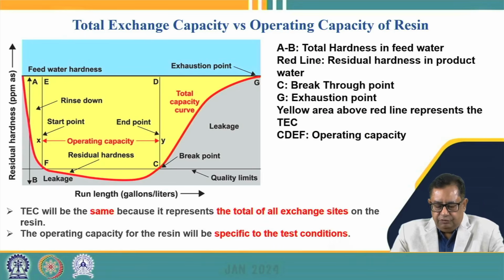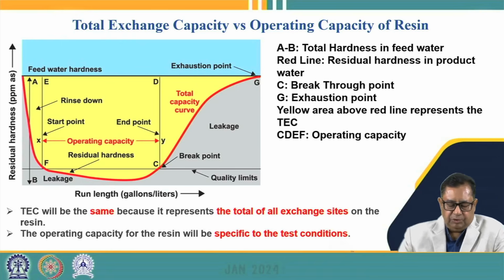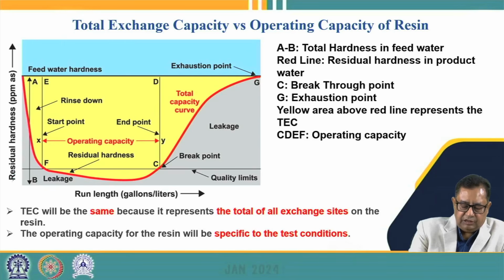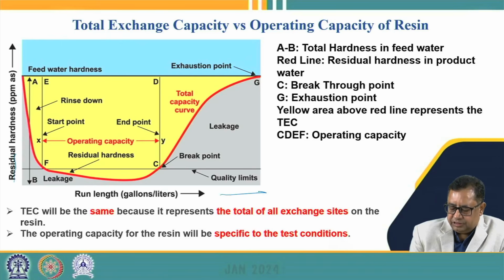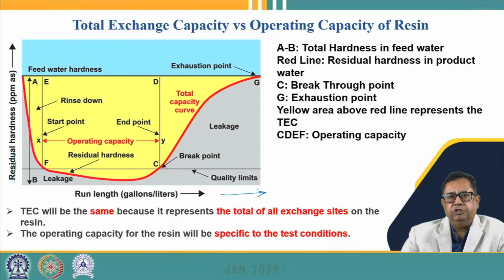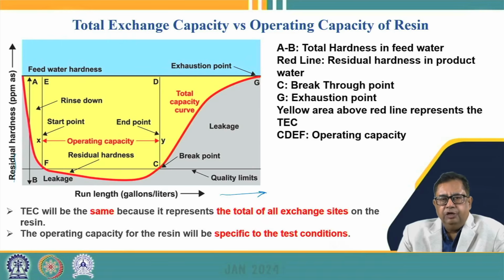So this curve you can see here represents a very good example of the total exchange capacity and the operating capacity of the resin. For example, on the y-axis we have the residual hardness expressed in ppm. We can also express it in terms of equivalents per liter. On the x-axis we have the volume passing per unit volume of the resin. It can be volume per unit weight of the resin also.